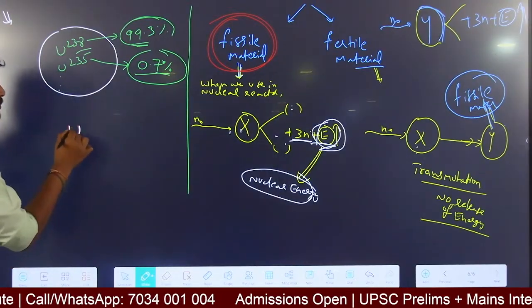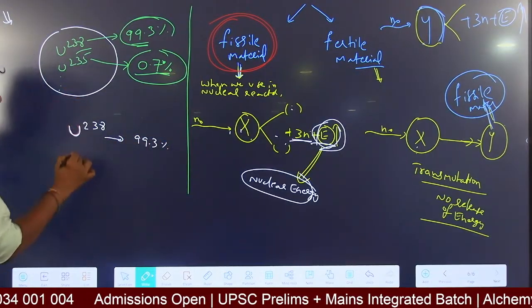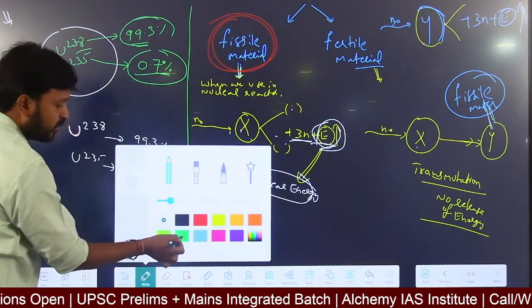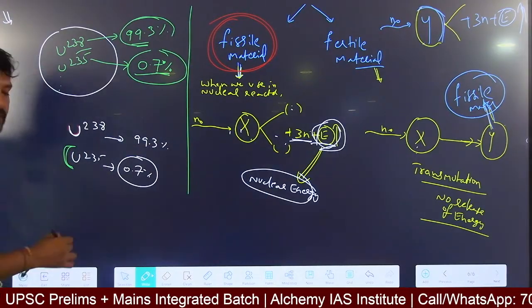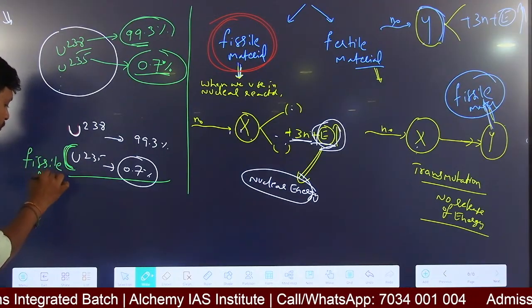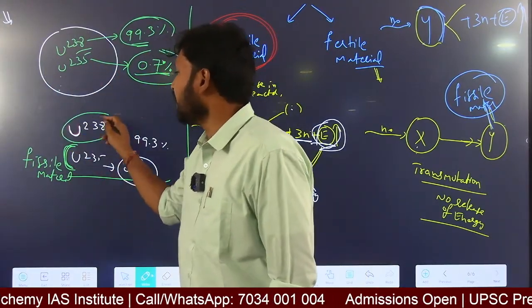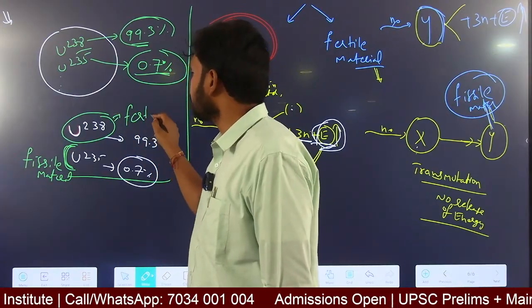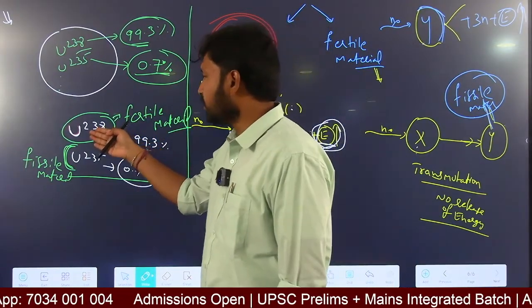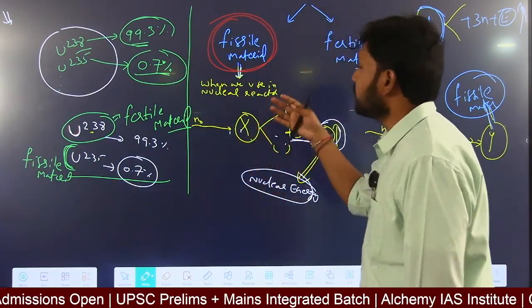If you see the natural uranium, in this natural uranium, how much proportion is uranium 238? 99.3 percent. And uranium 235 is only 0.7. Please try to remember this. Uranium 235 is a fissile material, and uranium 238 is a fertile material. Always remember, uranium 238 is fertile material, and uranium 235 is fissile material. But our interest material is which one?